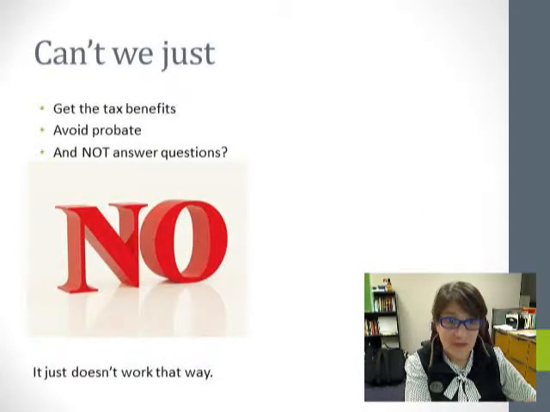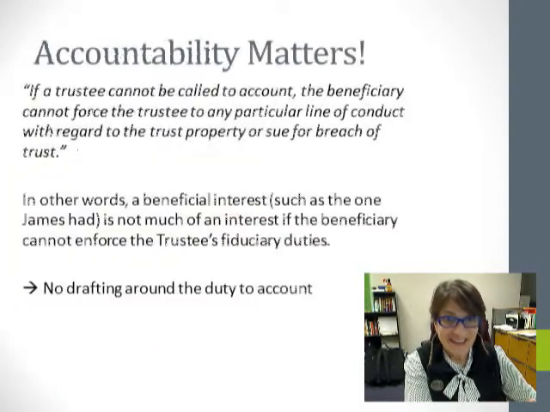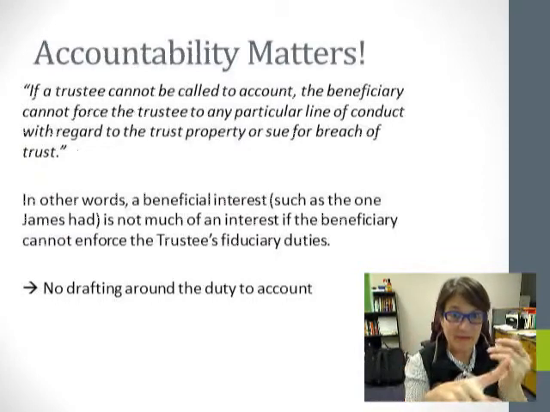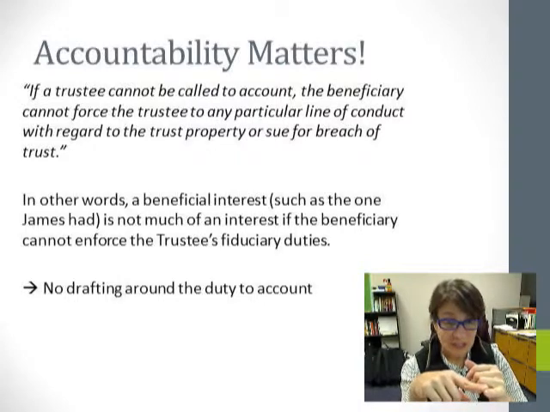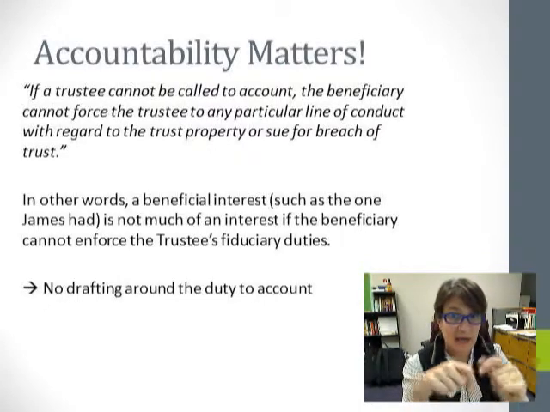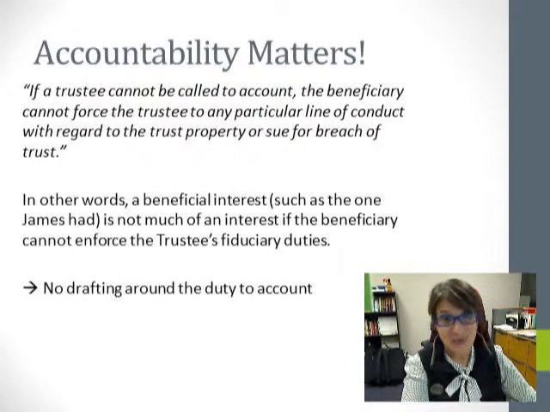Yeah, nothing, right? Can't we just get the tax benefits and avoid probate and not tell anybody anything? No, it doesn't work that way. This is the whole thing about a trust. That beneficiary, that remainder beneficiary gets a real interest, right? Remember, we decided that way back in Farkas versus Williams, and needs to be able to enforce it. So this is a duty you can't draft away.